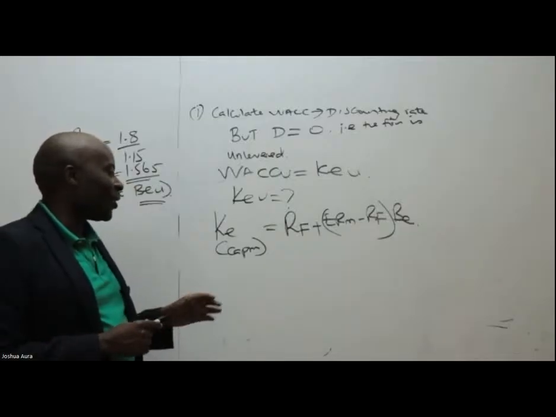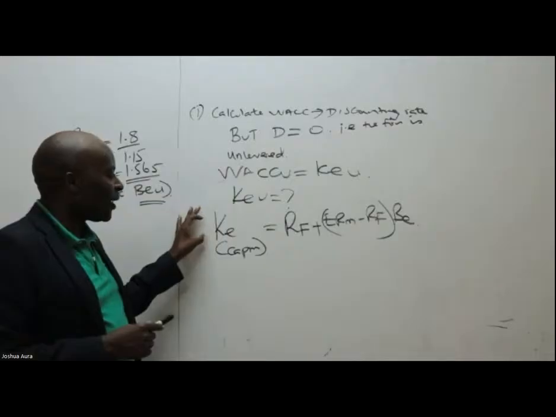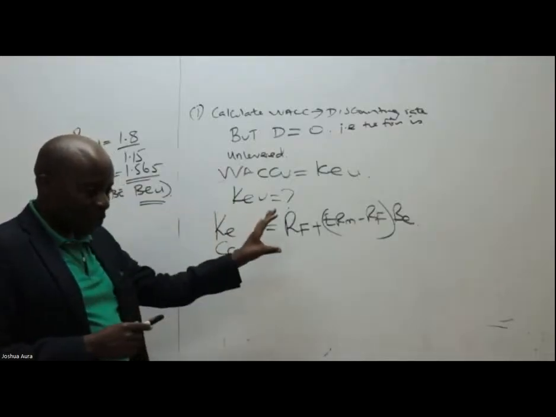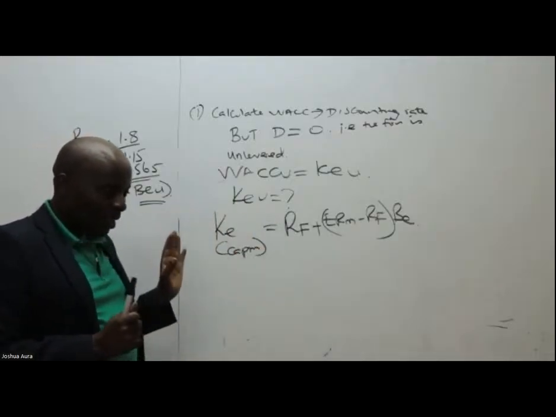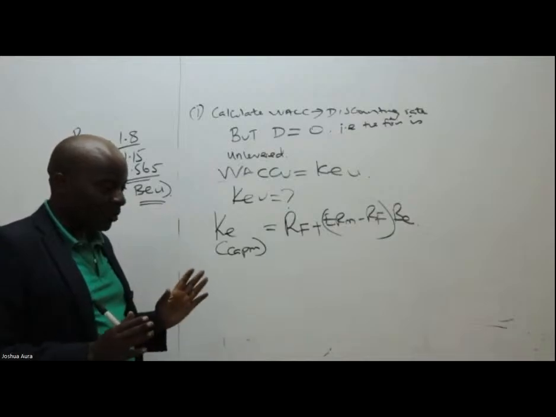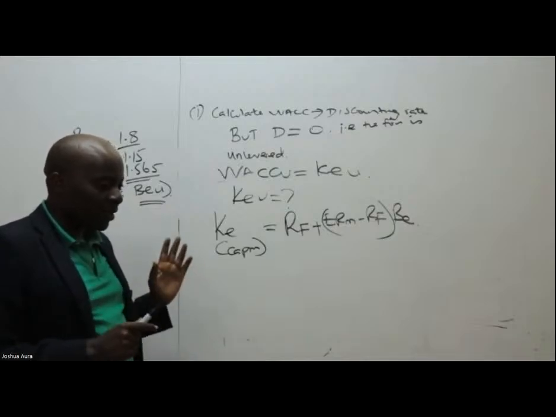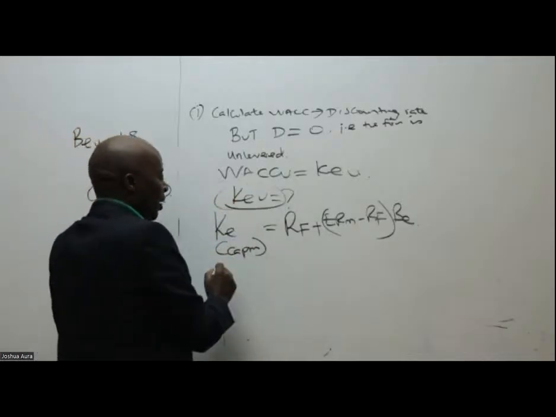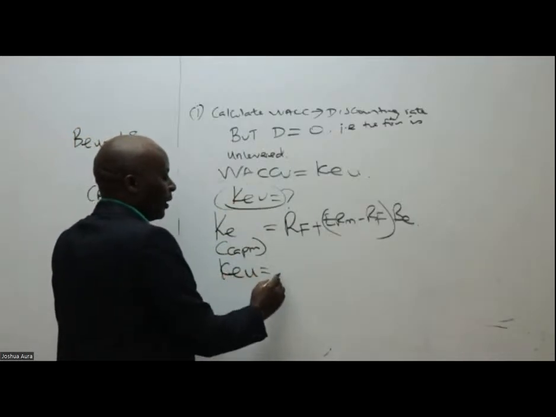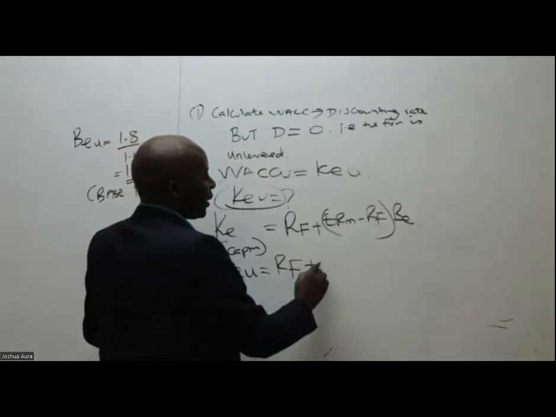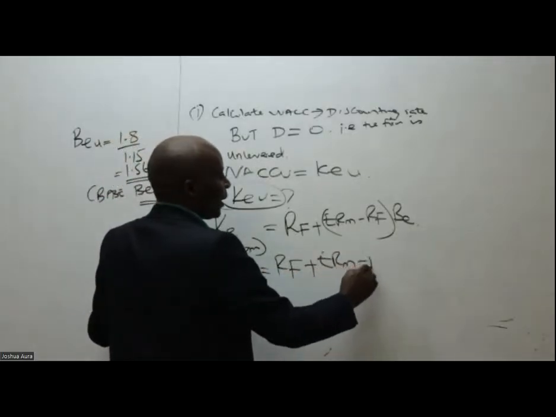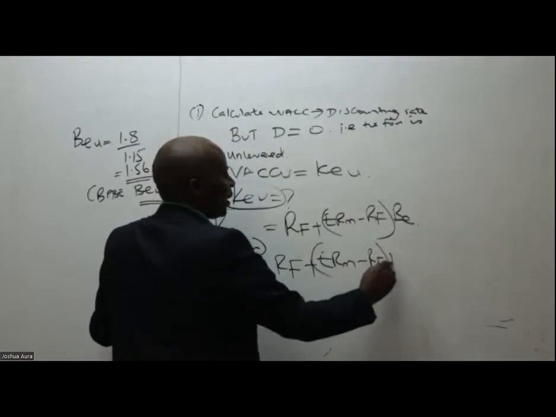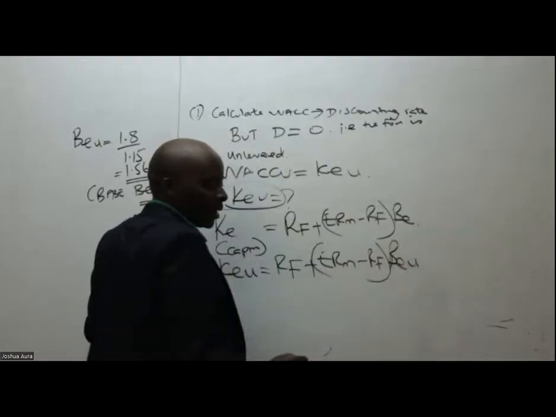So could you kindly, ladies and gentlemen, confirm whether you've been able to write up to here? Are we together up to here? I'm not even asking about understanding, but first of all, are we together? Great. So what they want us to do is to give them Ke_U, cost of equity of unlevered firm, which will be equal to risk-free rate plus expected return of the market minus risk-free rate, times beta equity unlevered, like that.